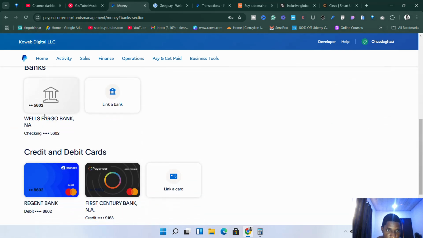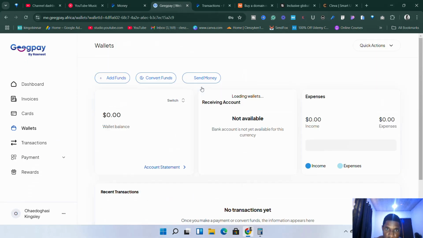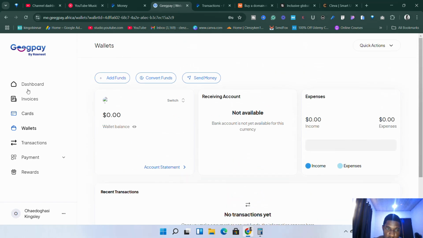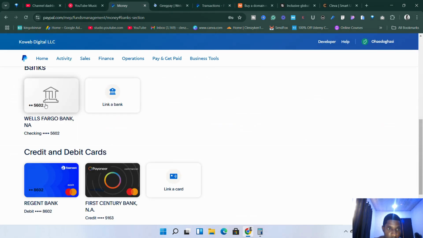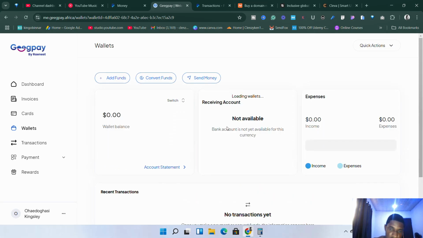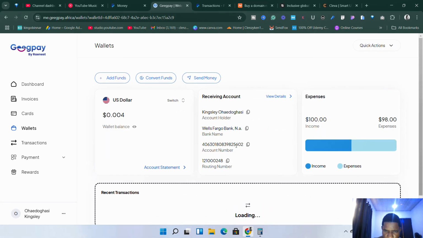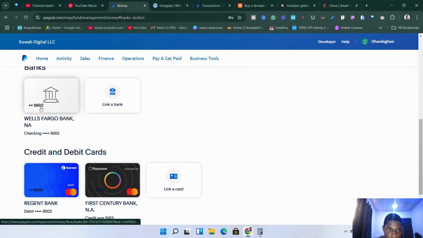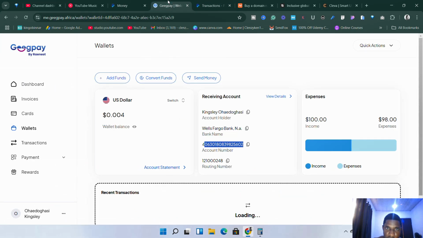As you can see here, this is Wells Fargo, and this is an account that I got from Geegpay.africa, ending with 5602. If I come here to this account section in Geegpay, you're going to see this is the USD account that I'm currently using. I think my network is not allowing it to load completely, so that I can show you exactly how it is. But my Wells Fargo account was gotten from Geegpay.africa, and I've been able to link the platform, so I can now withdraw money into this section. As you can see, it's ending with 5602. This is my account number here, ending with 5602. And if you come over here, you're going to see this account ends with 5602. It's a Wells Fargo account, and if you come over here and check, you're going to see that it's a Wells Fargo bank.